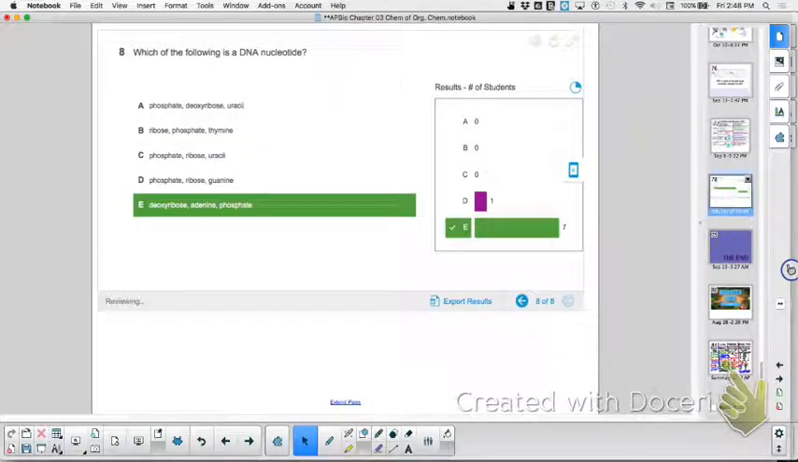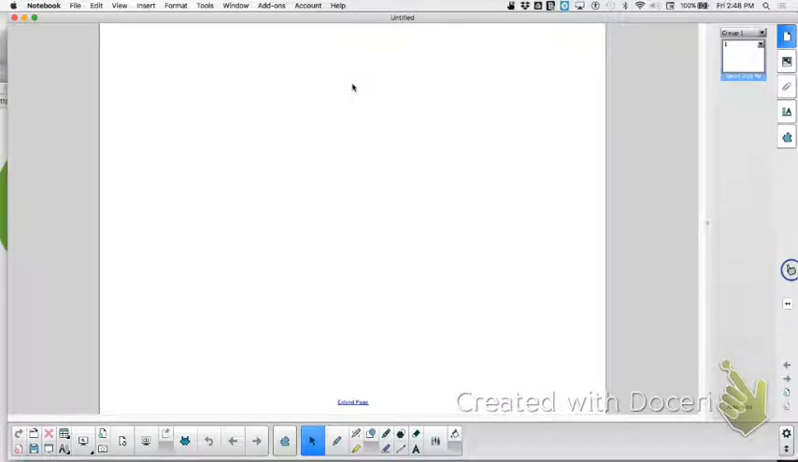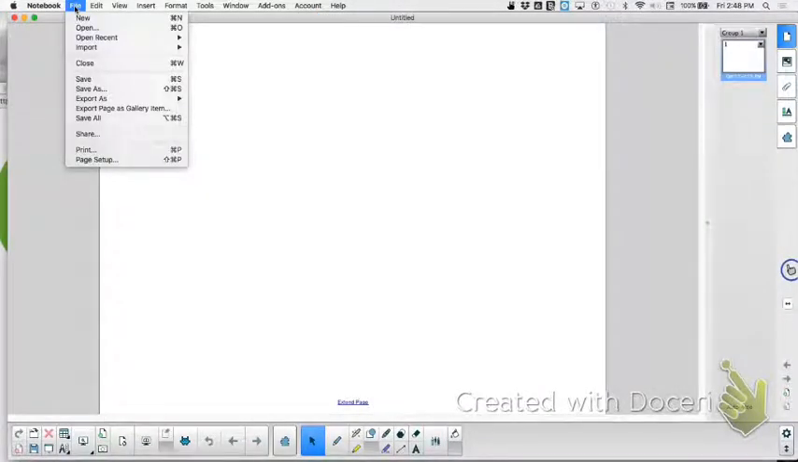Okay, number 8. Which of the following is a DNA nucleotide? You said E. Why can't D be a DNA nucleotide? Ribose. Yeah, ribose takes it out of the running. And if you wanted to fix that, it would have to be deoxyribose. Okay, that is chapter 3. Let's look at chapter 4. Good job, you guys, on your rewind.